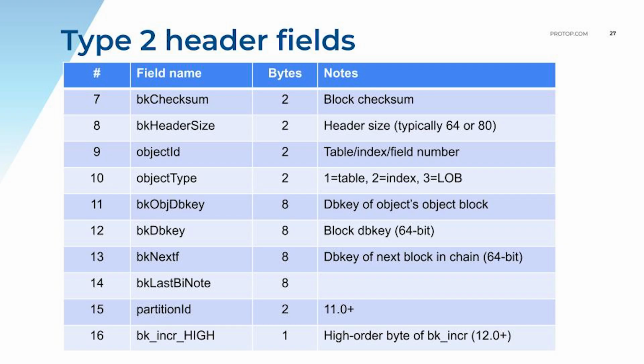Partition ID is next. That was added in OE11. So if you were looking at a V10 block, you wouldn't have this field. It would just be zeros. If you don't use partitioning, that field is also going to be zeros.